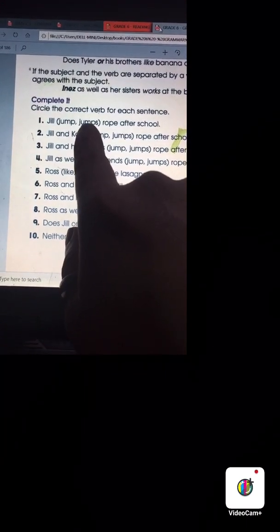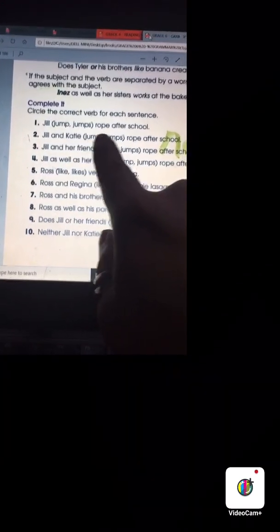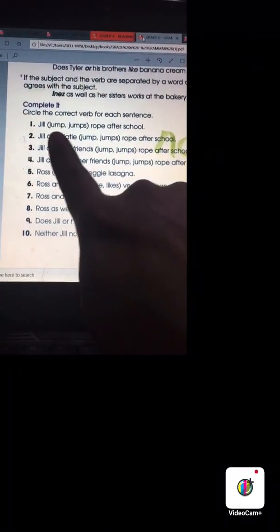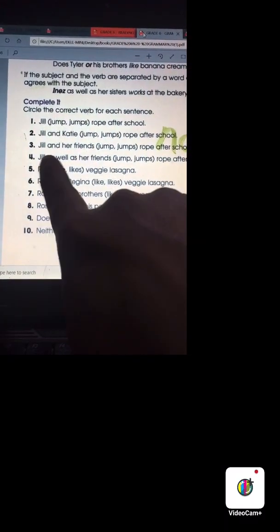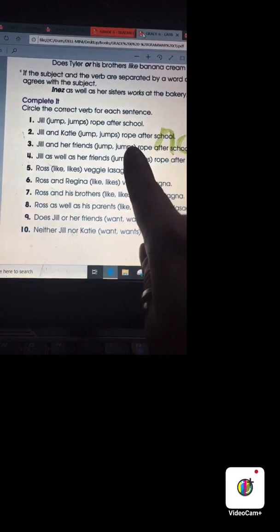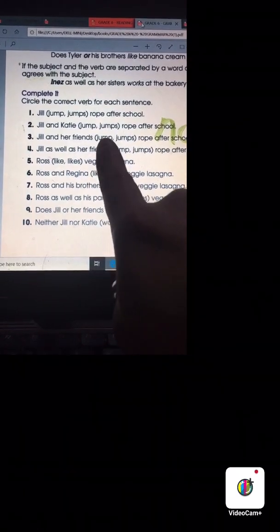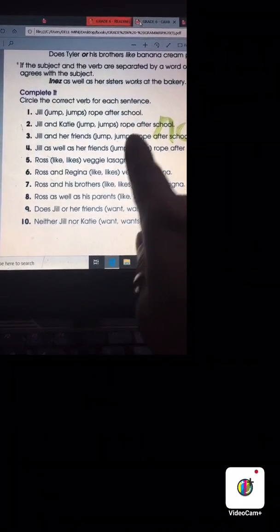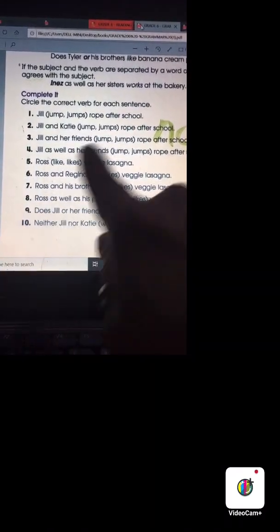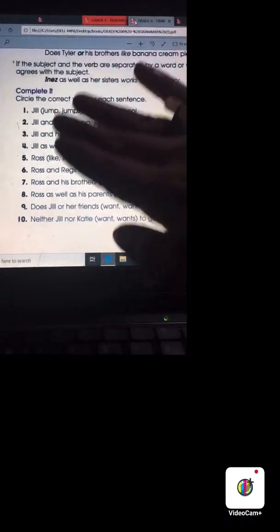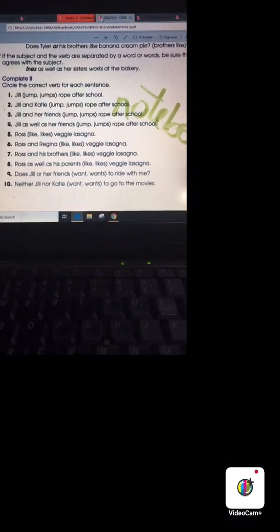Jill jumps. And then we have Jill and Katie jump or jumps rope after school. Remember, Jill and Katie are they. So Jill and Katie jump. Then you have Jill and her friends jump or jumps. Jill and her friends are they. So Jill and her friends jump. The only time we add the s is if we are talking about Jill by herself, or a she, he, or it. So this is going to be the other part of the exercise today. You're going to have to copy all of these sentences, and then either copy them with the correct form, or copy them and circle the correct form of the verb that you have to choose.